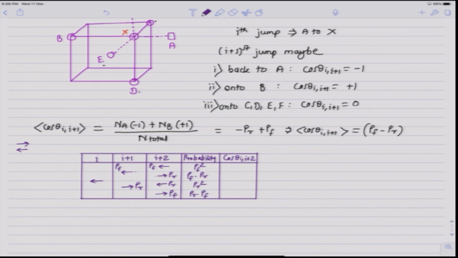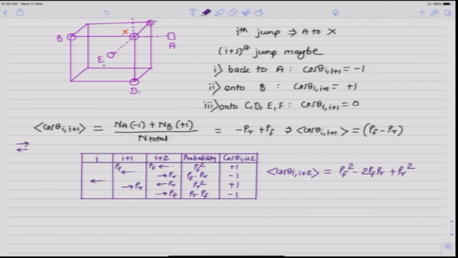And if we see the combinations of the ith and i plus second jump, for the first combination the two jumps are in the same direction. So, cos theta i plus 2 would be plus 1. For the second, the two jumps are in the opposite direction. So, cos theta is minus 1. For the third one again, the two jumps are in the same direction. So, the cos theta would be plus 1, and for the last one it will be again minus 1. So, the average of cos theta i plus 2 would be PF square minus 2 PF PR plus PR square.